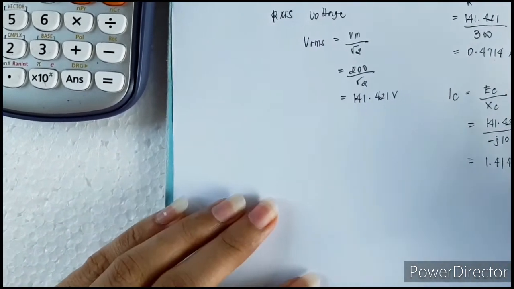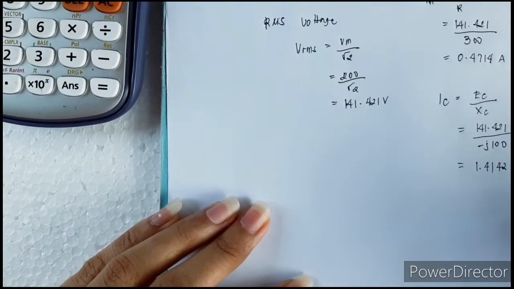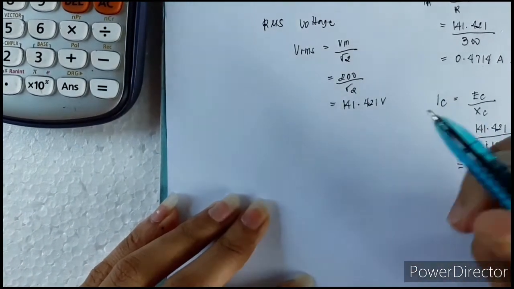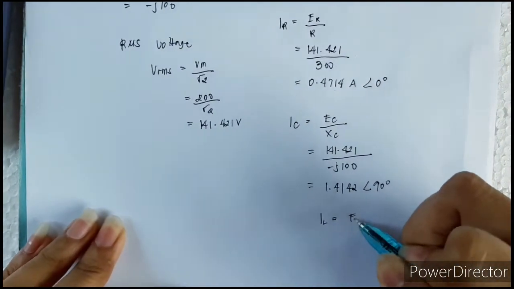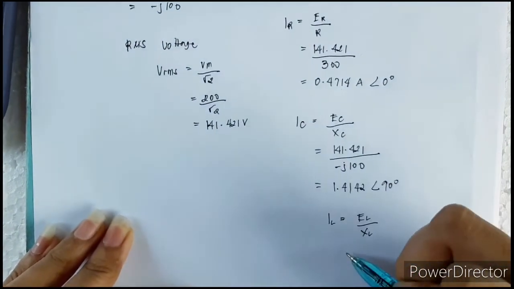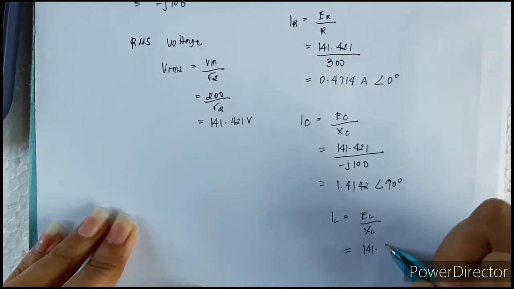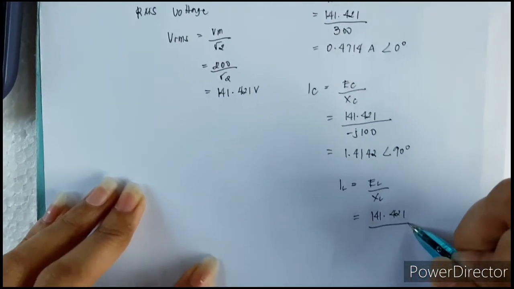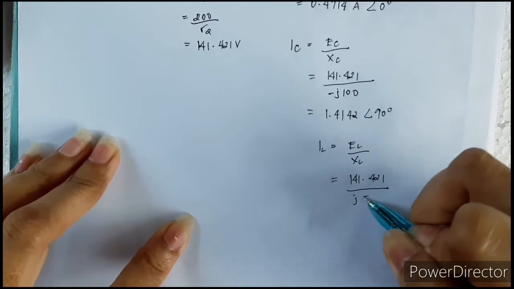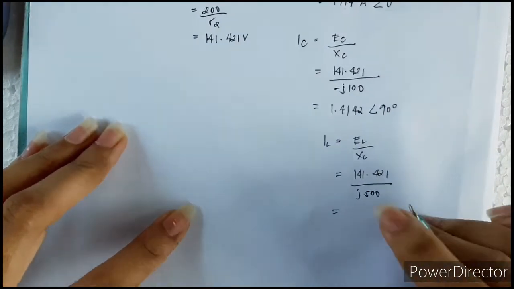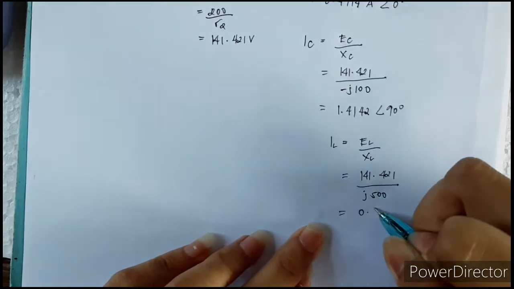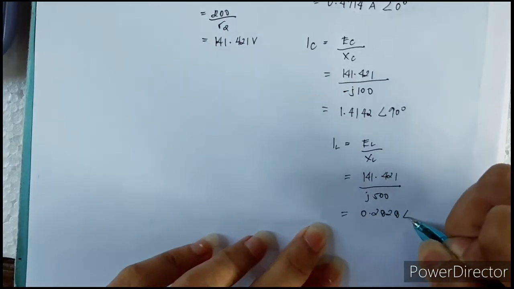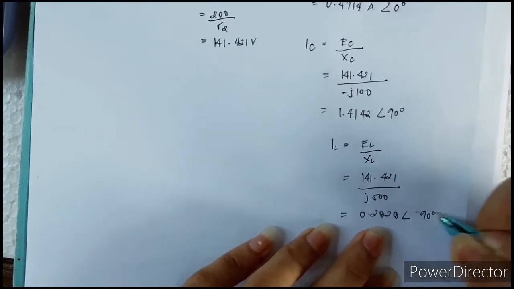And then the next current is the current in the inductance. We have EL over XL, 141.421 divided by our XL, which is j500. We will get 0.2828 angle negative 90 degrees.